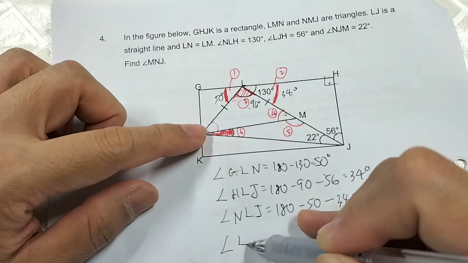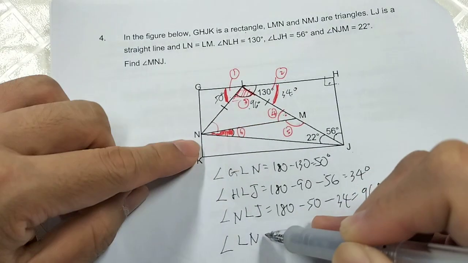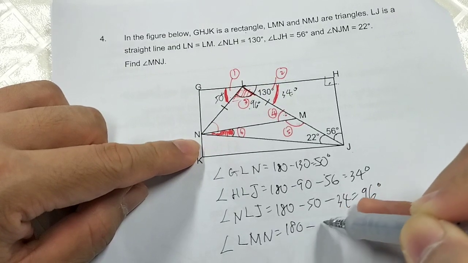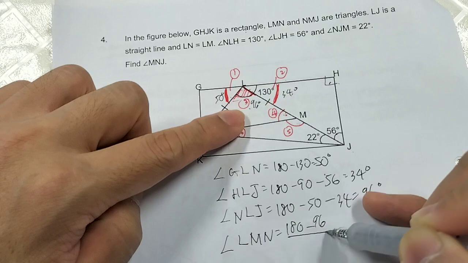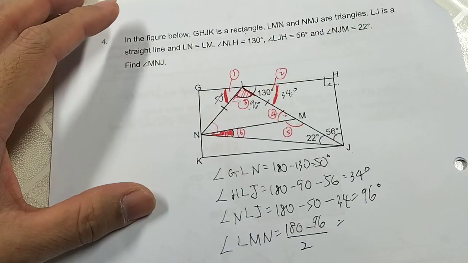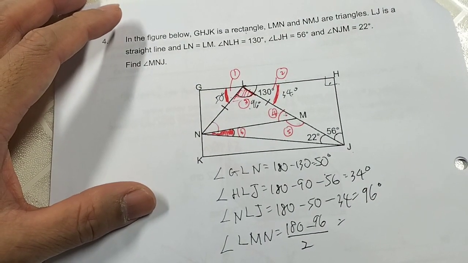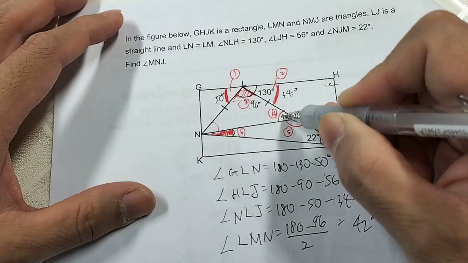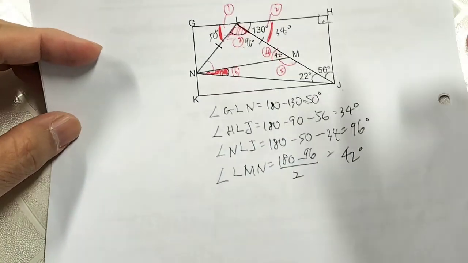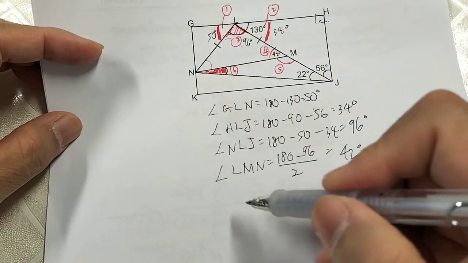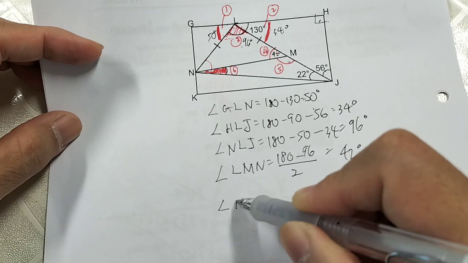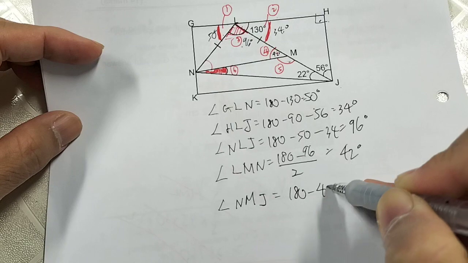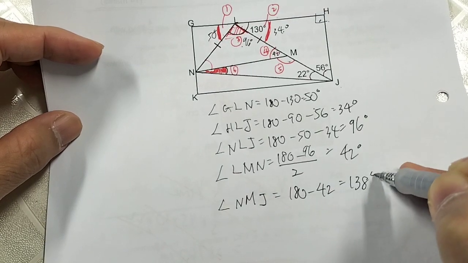So angle LMN is 180 minus 96, the whole thing divided by 2. I will have 42 degrees. Now I can find out this angle, angle NMJ. 180 minus 42, I'll have 138 degrees.